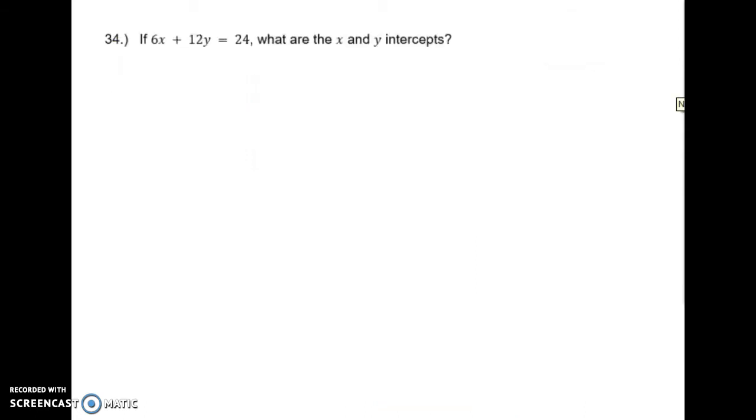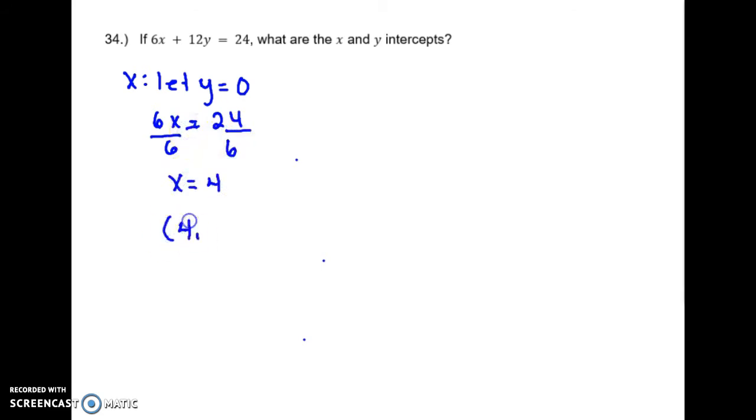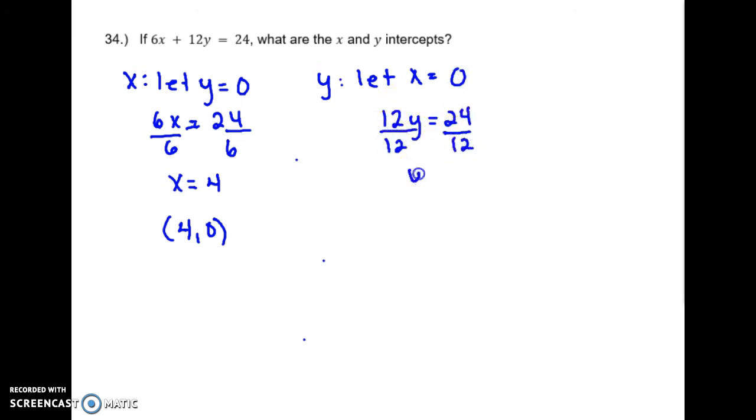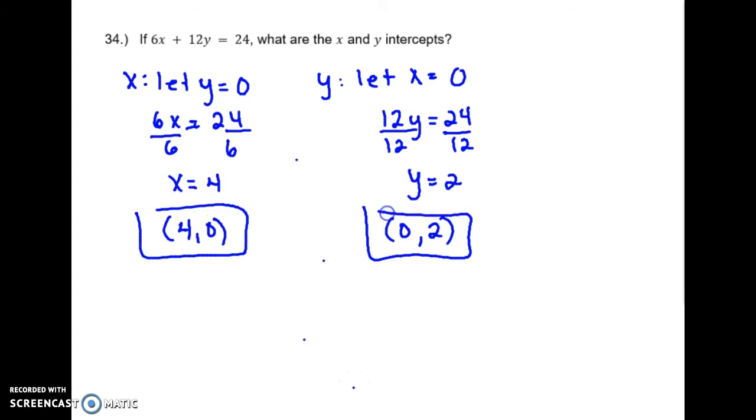Okay, 34. X and y intercepts. So remember, for our x-intercept, we let our y be 0. And when we do that, we're left with 6x is equal to 24. And we divide both sides by 6. Okay, our x is going to be equal to 4. So x is 4, y is 0 for the x-intercept. And for our y-intercept, we let our x be 0. When our x is 0, we're left with 12y is equal to 24. And then we divide by 12. When we do that, y is equal to 2. Okay, so our x is 0, our y is 2. There are our intercepts: 4, 0 and 0, 2.